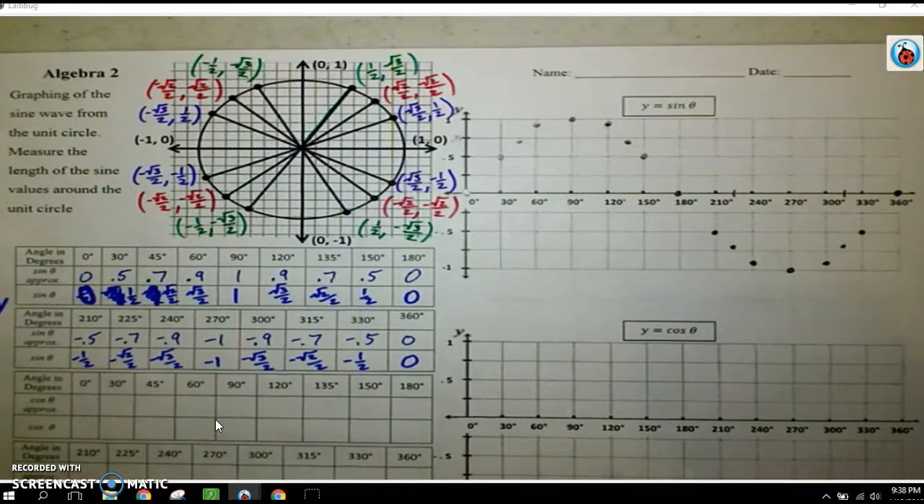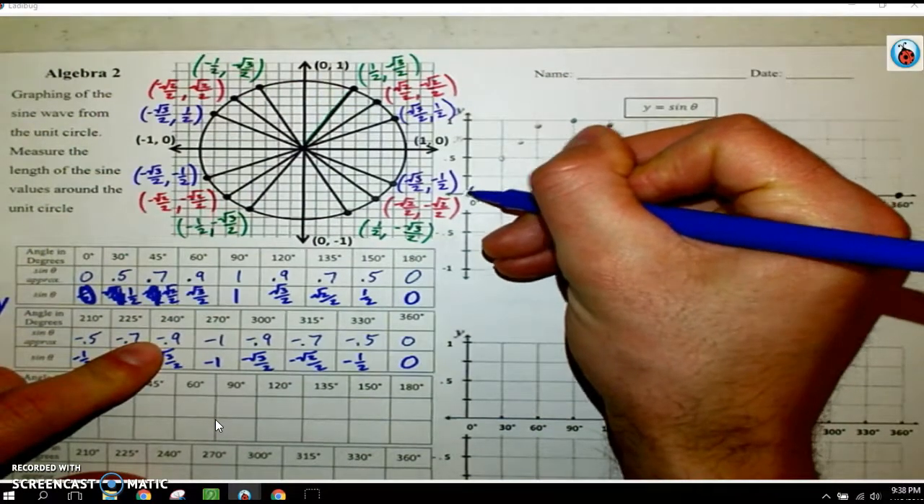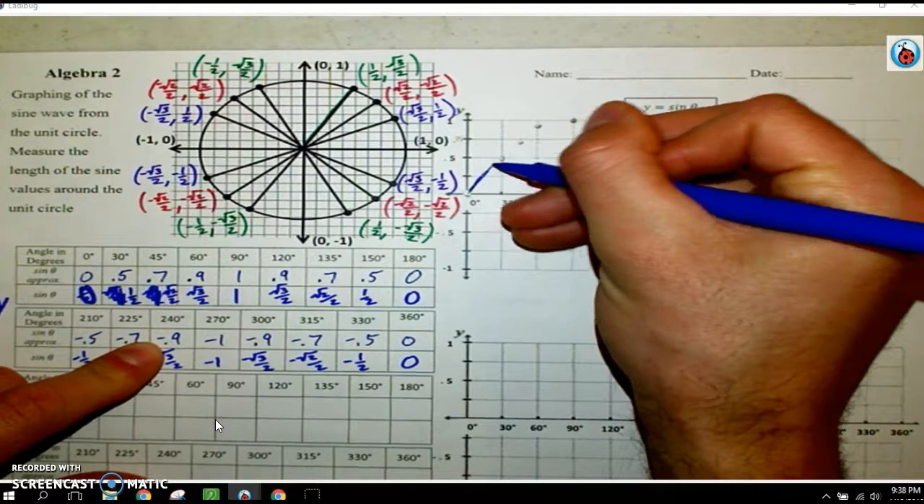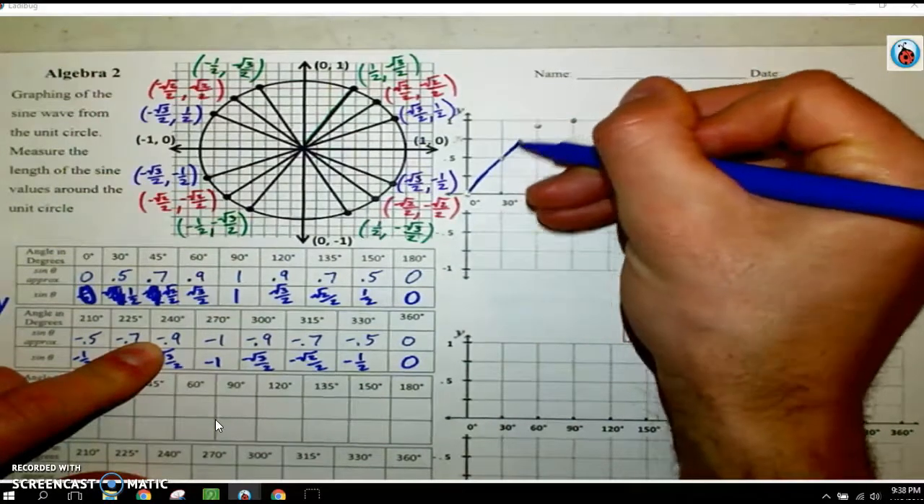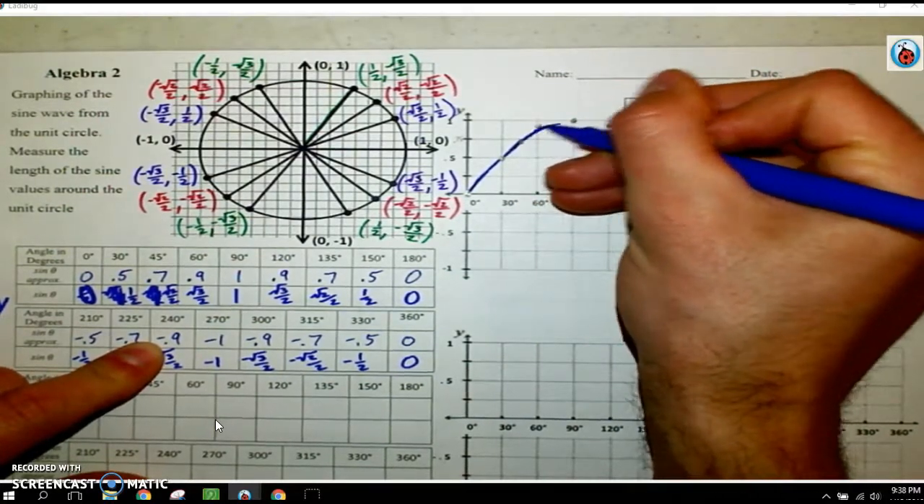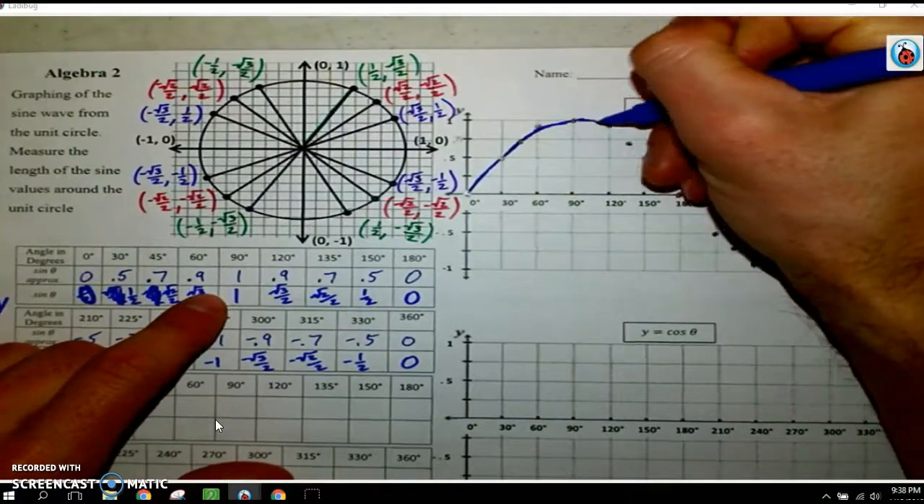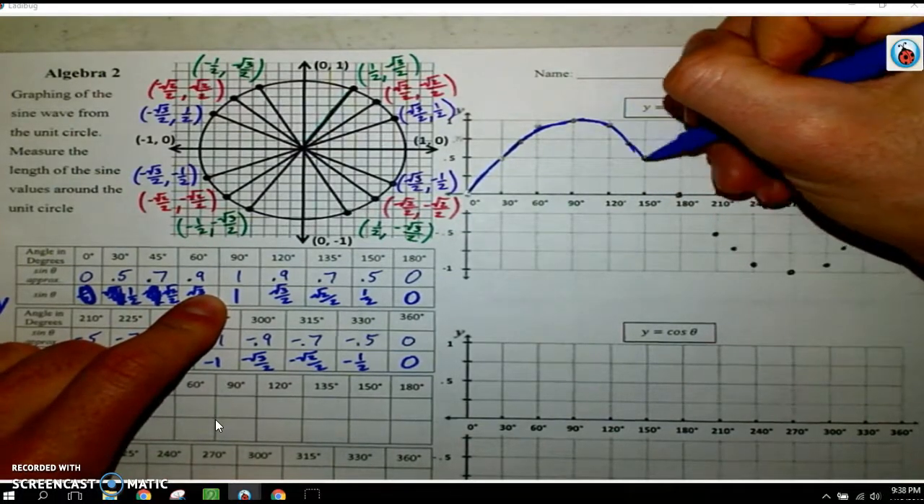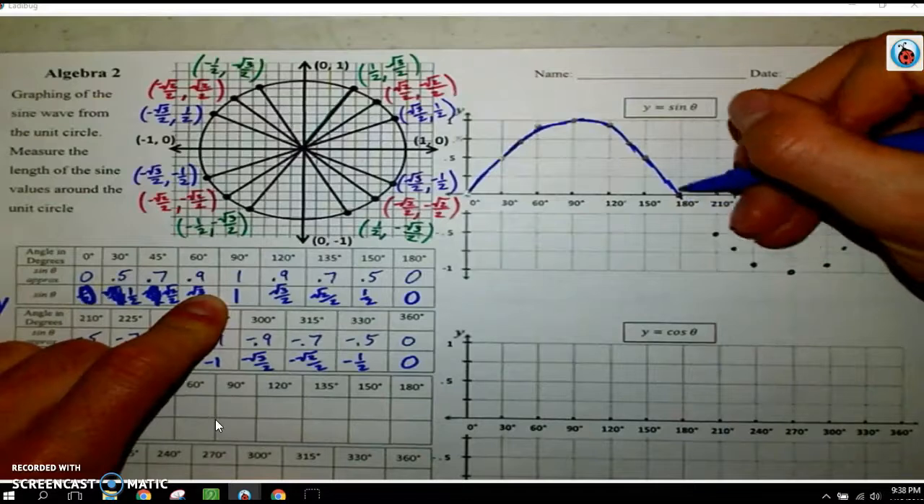So now let's go ahead and connect all of these points with a nice curved arc. And it's almost going to be like a sine, or a wave, which is what we refer to this as. This would be called a sinusoidal wave.